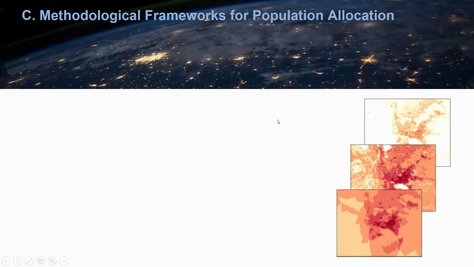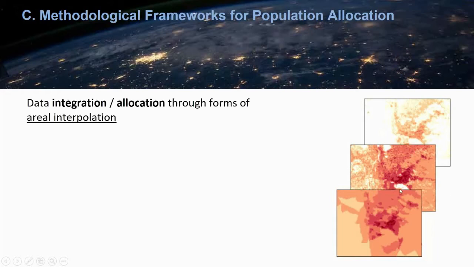I will speak about the methodological frameworks in the next few slides, just to provide you a very simple basis of what the underlying methods are, what kind of frameworks exist. Basically, these different population grids are produced based on data integration approaches, population allocation methods, and different forms of areal interpolation. There are different top-down and bottom-up approaches existing in the recent literature. The areal interpolation method is the underlying methodological framework for many of these kinds of efforts. The simplest method is areal weighting.